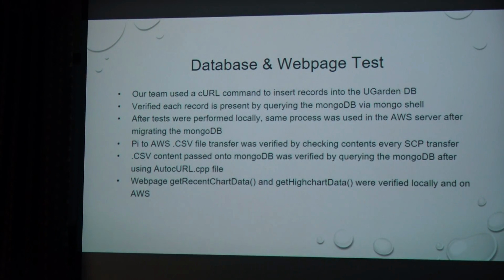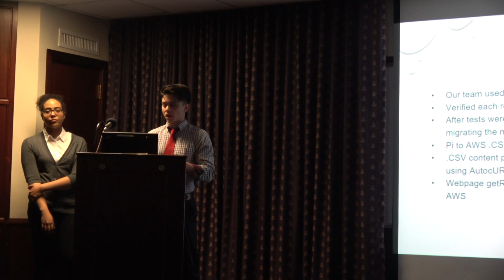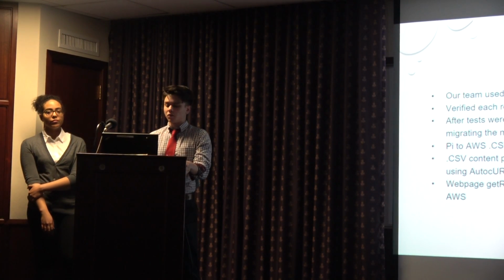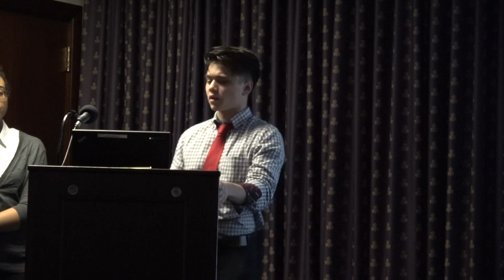First, our team used a command line tool called curl. It inserts records into the database that we have. We named it UGarden. We verified each record was there in the database just by using the Mongo shell. After the tests were performed locally on a computer, we migrated the Mongo database onto the AWS server, the Amazon web server, and we did the same process over there.